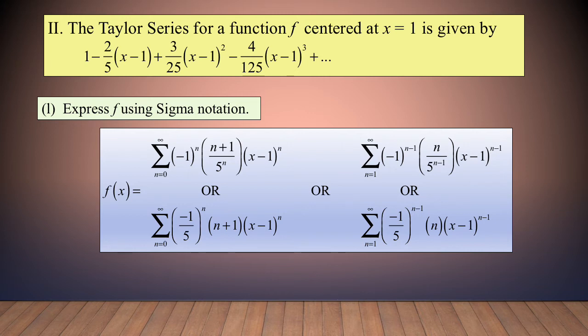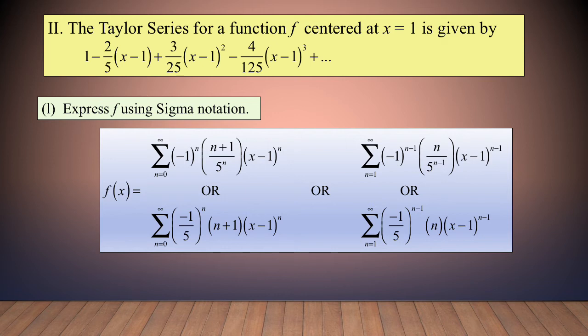We have to then take care of the coefficient. We go from 1 to 2/5 to 3/25, etc. If n runs from 0 to infinity, our numerator is simply n plus 1, and our denominator is a power of n, 5 to the n. If n runs from 1 to infinity, then again we have our numerator starting at 1 and going up, and our denominator now is 5 raised to the n minus 1 power.